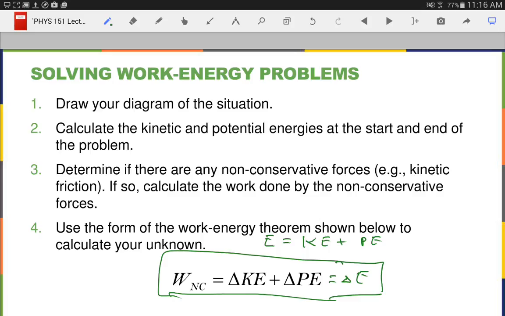Yes? I didn't get everything on the last page. Could we just for a second go back to the last page? Okay. But I want to have the steps to solving the problem and then go back to it. Okay.